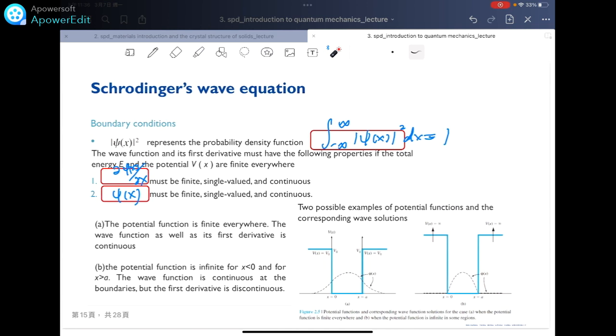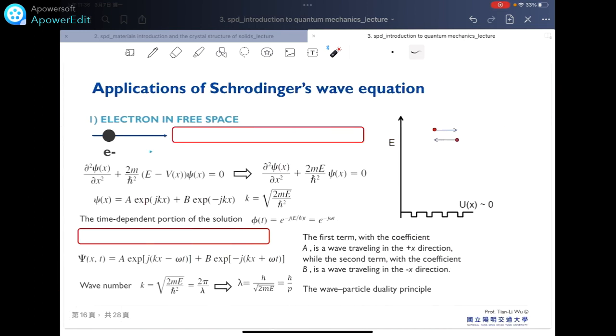Okay, so we have all the tools we need. Finally, we can start to move on to see how we can use all this wave equation to help us solve problems. The first one is the electron in free space. So in this case, the energy and potential are constant.